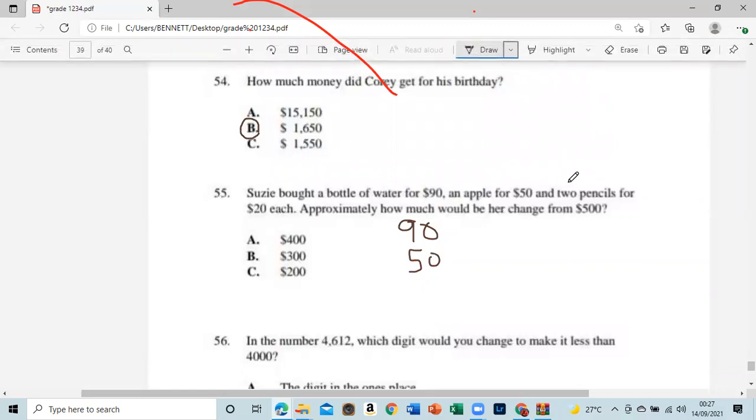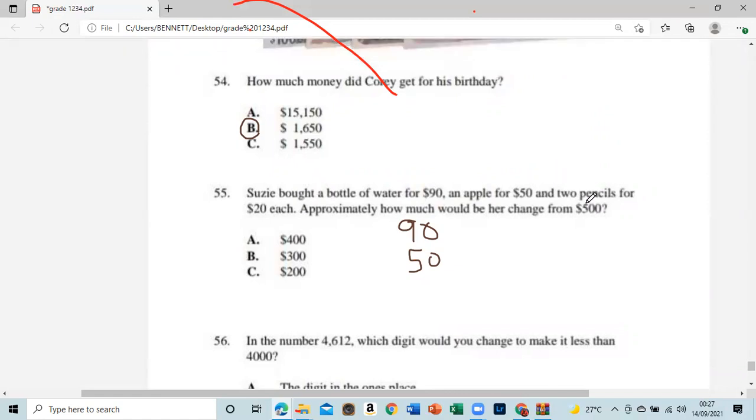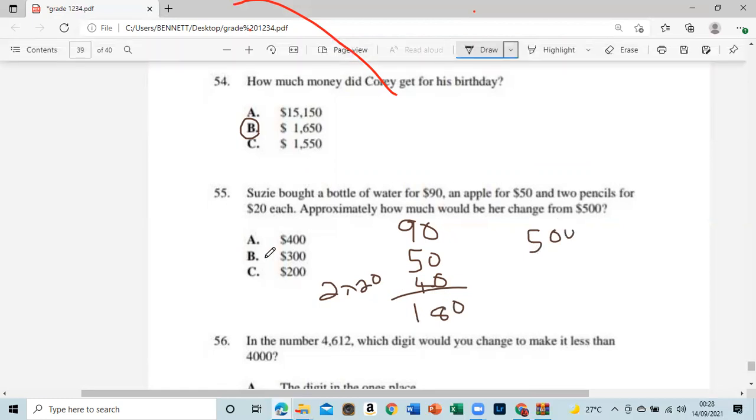I'm writing too big already. All right. Susie bought a bottle of water for $90, an apple for $50, and 2 pencils for $20 each. So 2 for 20 each is $40 spent right there. So 40 and 40, 90, 90, spend 180. And she had $500, so basically she spent nearly $200. So the answer would be B.